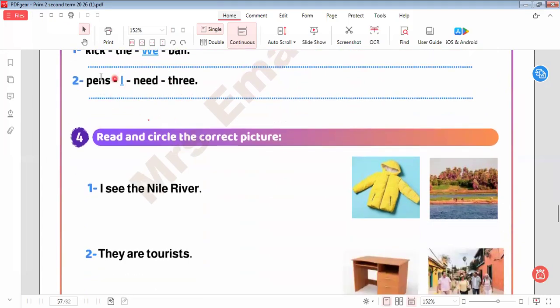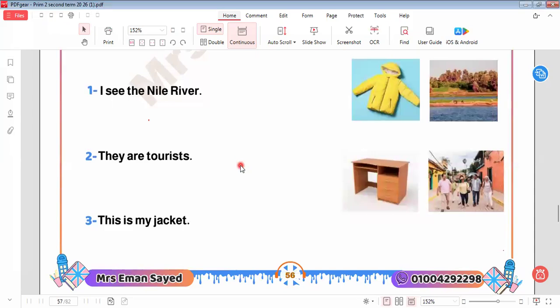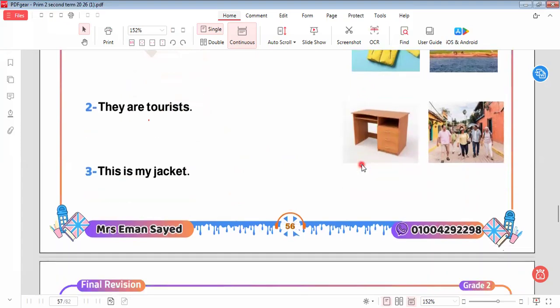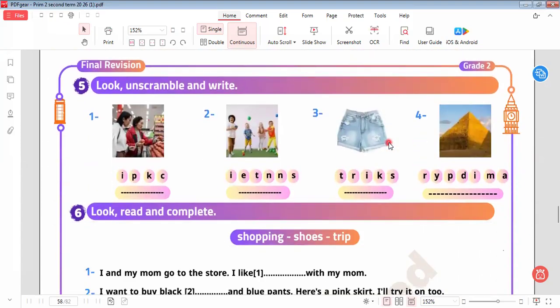I need 3 pens. Let's go to another one here. I see the Nile River. Which one is the Nile River? This one. They are tourists. We are tourists. These are tourists. This is my jacket. This one. This is what? This is a desk. Okay, they haven't a desk here.